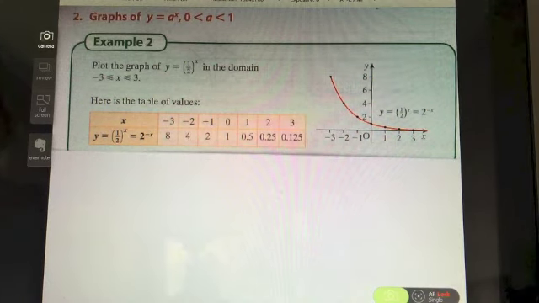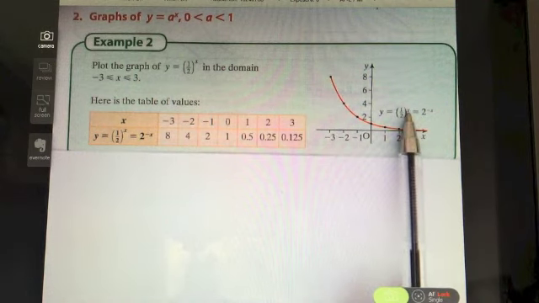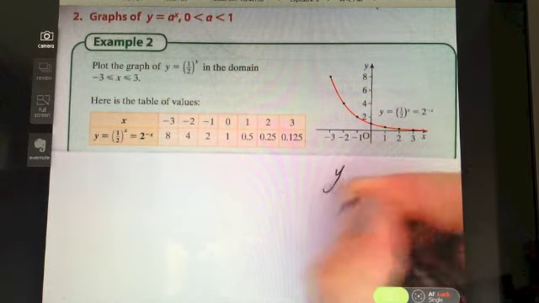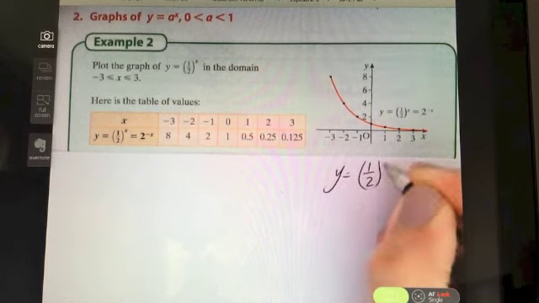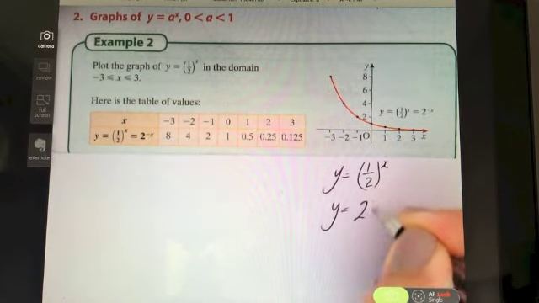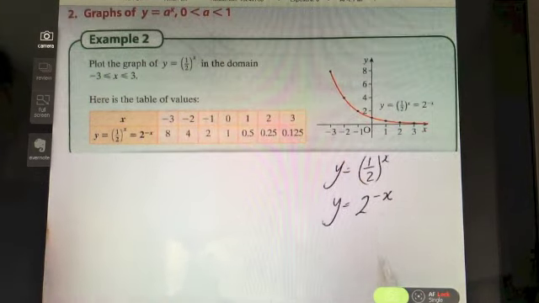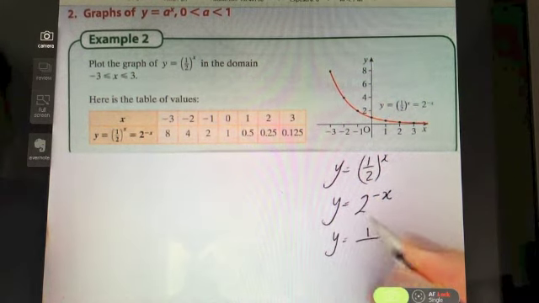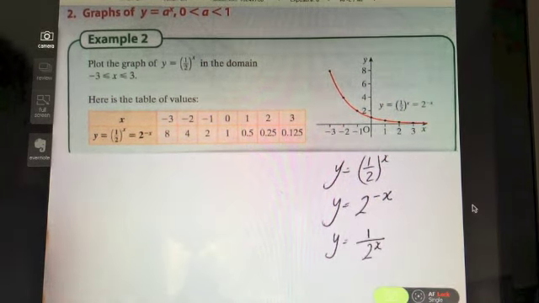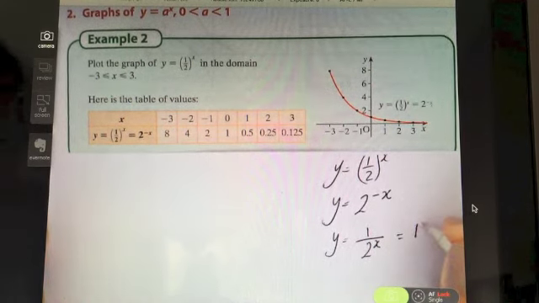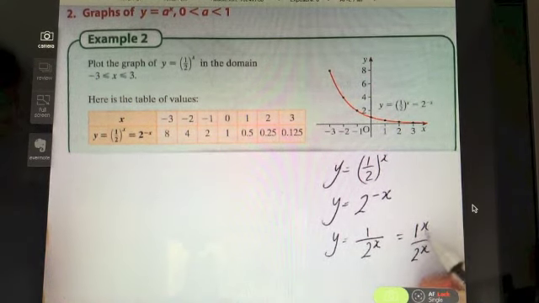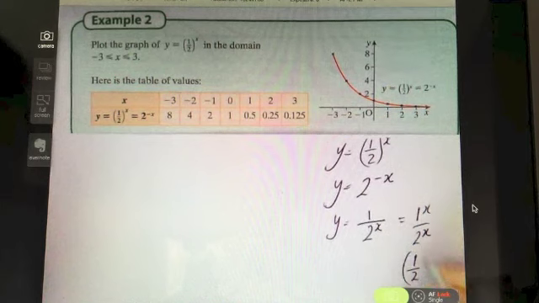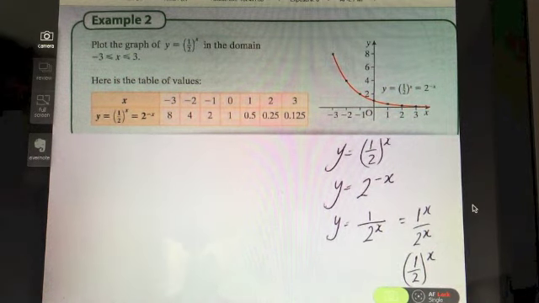You see, a half to the power of x, of course, can be written as 2 to the power of minus x. So I'm just going to write that out again here. Y equals a half to the power of x is the very same as 2 to the power of minus x. Because, if you remember, when you have a power that's negative, it's the same as 1 over 2 to the power of x, and that, of course, is the same as 1 to the power of x over 2 to the power of x, because 1 to the power of anything is still 1, and that's why we can write it as 1 over 2, all to the power of x.